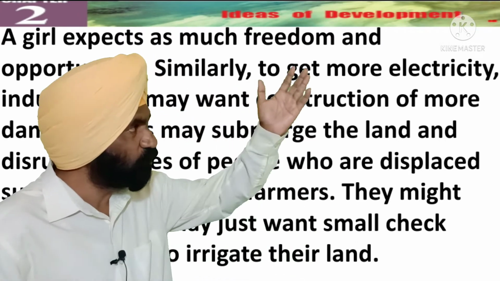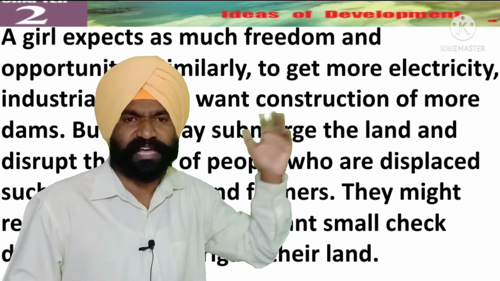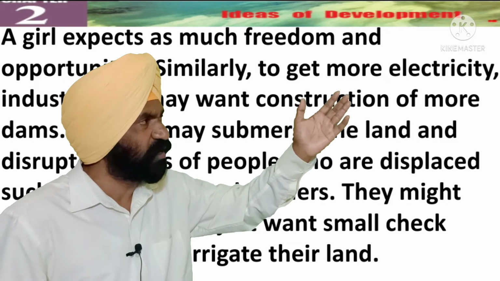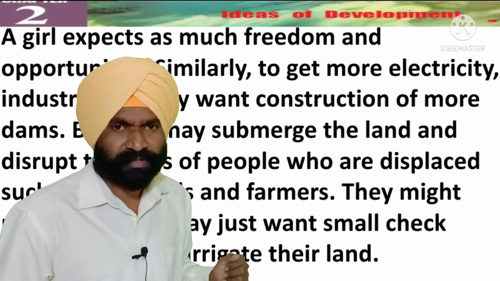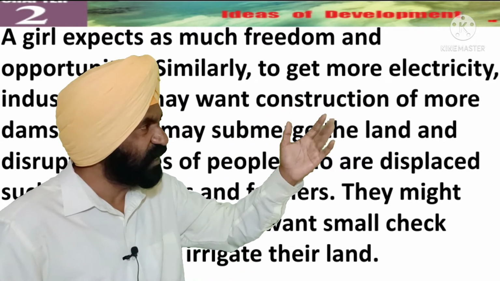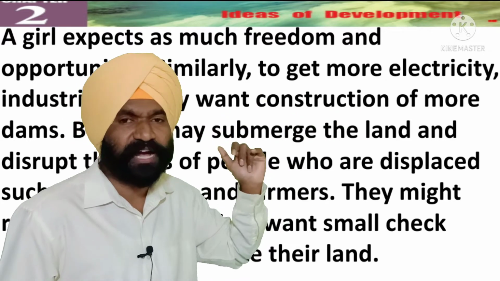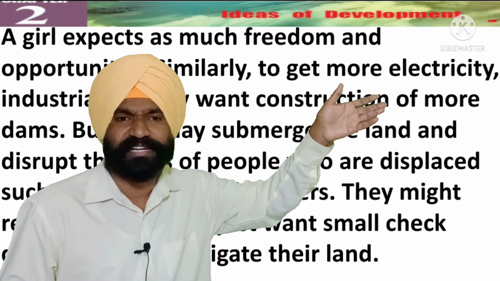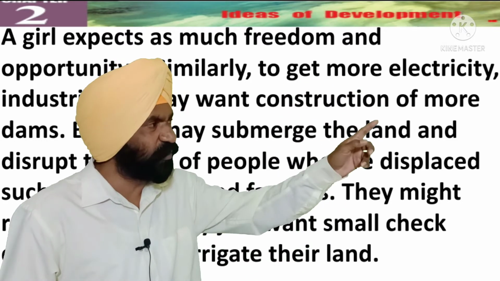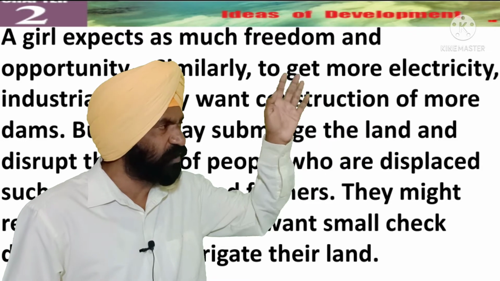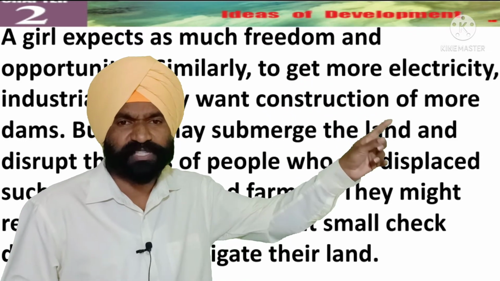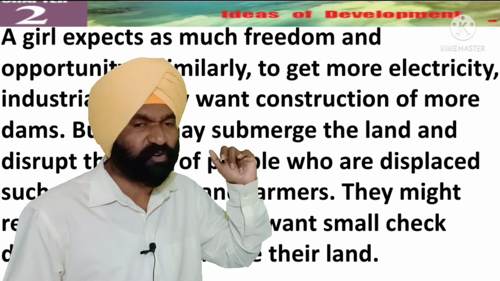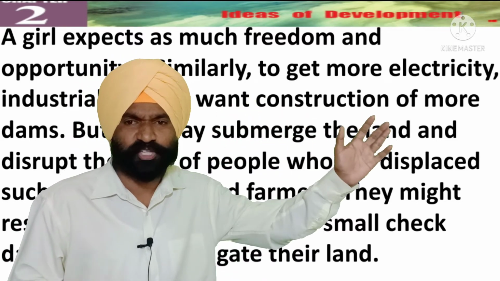Similarly, to get more electricity, just as we studied in the earlier topic, the industrialists want dams to be constructed. But this idea of development is not supported by other people whose land is going to be submerged and whose lives are going to be disrupted. Those people, like tribals, village people or farmers, will oppose the construction of the dams. They might even resent this and may just want small check dams or tanks to irrigate their fields.